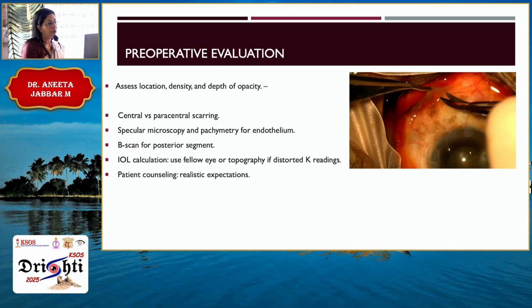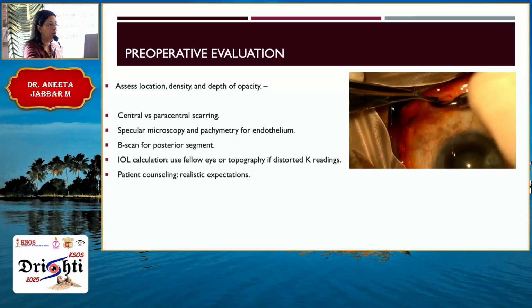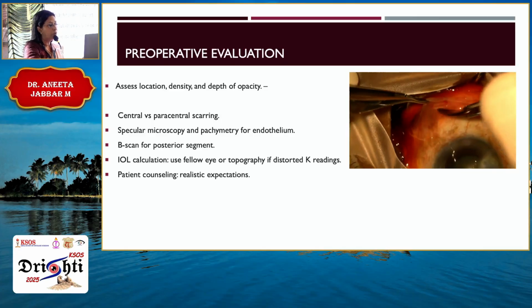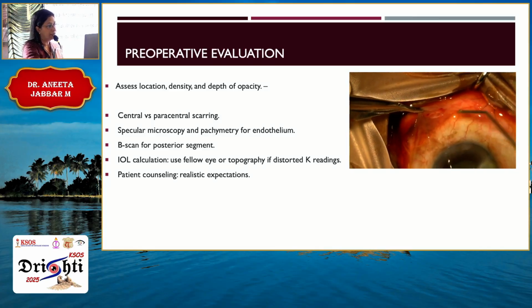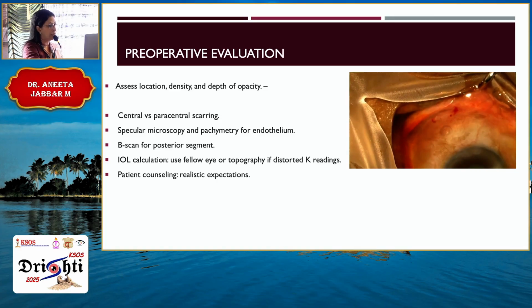So the preoperative evaluation is also important. Assess the location, density of the scar with your anterior segment OCT, and the depth of the opacity. Like it might be a central opacity, or it might be a paracentral scarring, like what you have seen in the previous video. If it is a paracentral opacity, you can safely perform your surgery. And if there are more challenging situations, I usually nowadays do it under subtenon anesthesia rather than topical. And if it is a non-dilating pupil, and if the view is hazy and all.